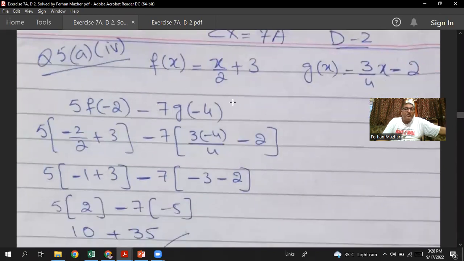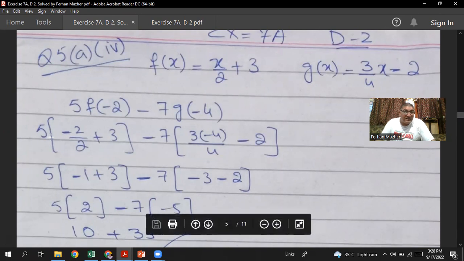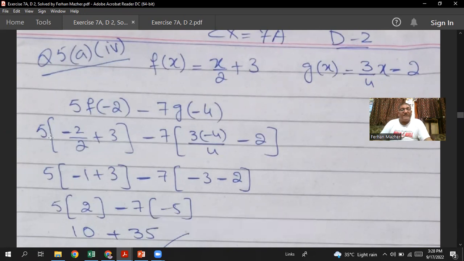So 5f of minus 2 minus 7 g of minus 4. So 5, and then we will put a square bracket, and in the f of x, I will substitute x with the minus 2. So minus 2 by 2 plus 3 square bracket closed. Then you have minus 7, put a square bracket, and g of minus 4 means in the g of x formula, wherever is the x, I will substitute it with the minus 4. So you will have 3 into minus 4 divided by 4 minus 2 square bracket closed.